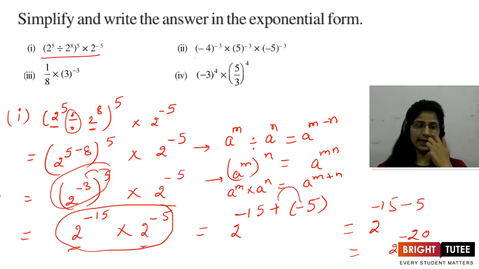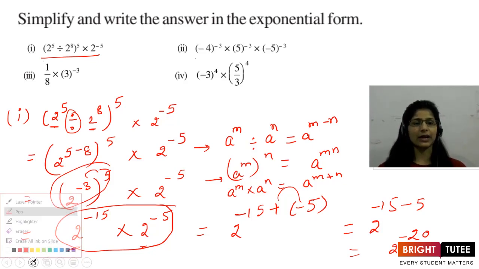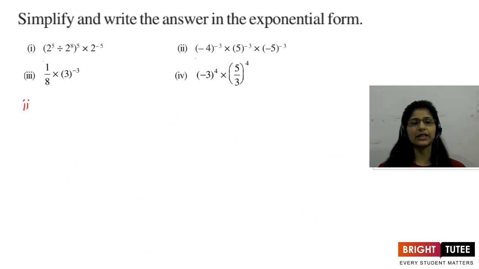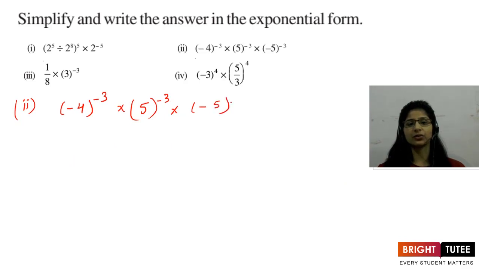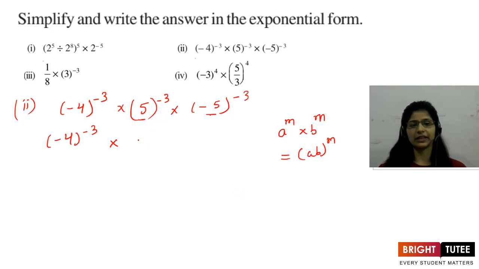Okay, moving on to the next question, just to see a second part of it. In the second part, what is given to us? We are given minus 4 to the power minus 3 into 5 to the power minus 3 into minus 5 to the power minus 3, right? Both of them have the same power. Okay, now just see, minus 4 to the power minus 3 into, we have different bases but same powers, and we know that if we have a to the power m and b to the power m, same powers, it can be written as ab to the power m, right? So we can write it as 5 into minus 5 whole power as minus 3.